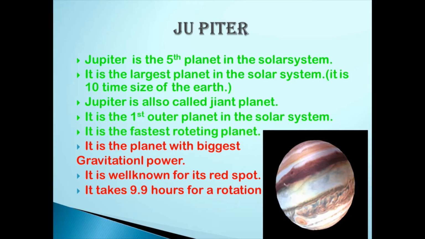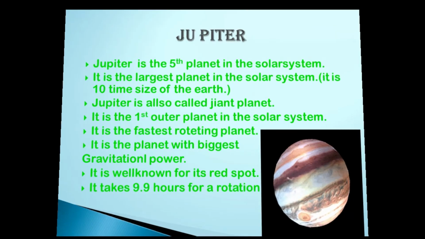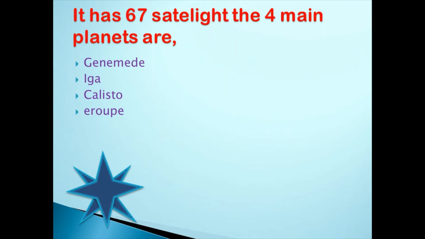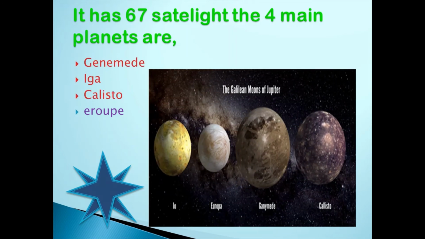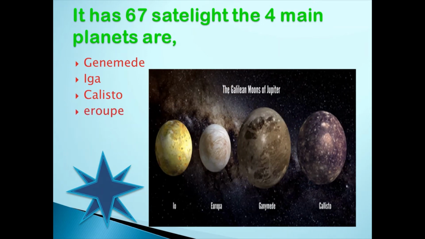It is the fastest rotating planet. It is the planet with the biggest gravitational power. It is well known for its red spot. It takes 9.9 hours for a rotation. It has 67 satellites. The main 4 satellites are Ganymede, Europa, Callisto and Io.